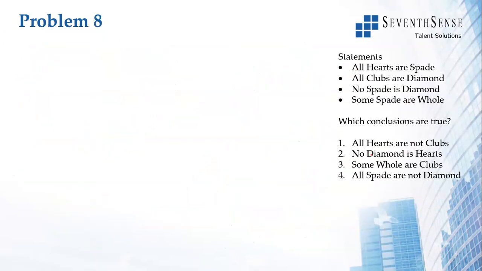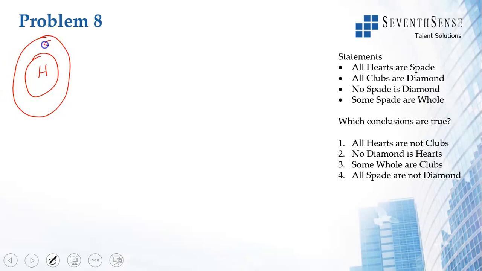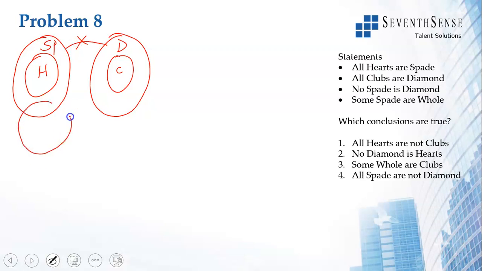Let us draw. All hearts are spades. All clubs are diamonds. Okay, this is spades, so no spade is a diamond. Got it? Some spades are holes. This is one way to draw.